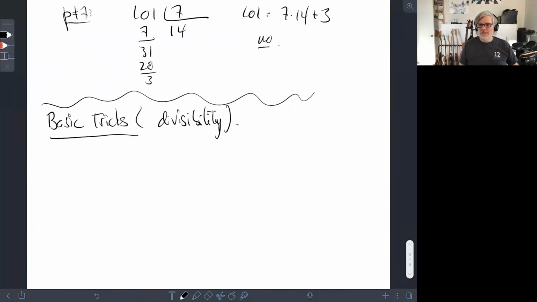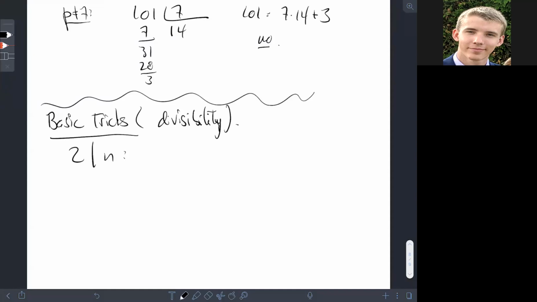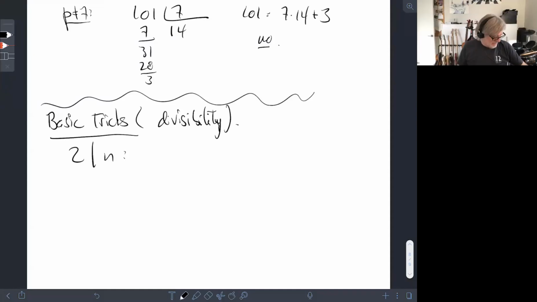Okay, some basic tricks for divisibility. This is cool. So, 2 divides n. If I give you a huge number, how do you check if 2 is a divisor? If it's even. And how can you check that really quick? If it ends in 0, 2, 4, 6, or 8. Exactly, check the last digit. This is the only way.